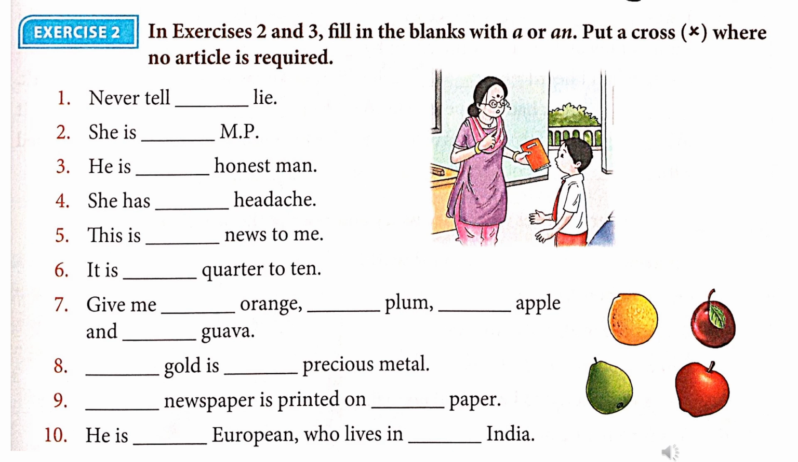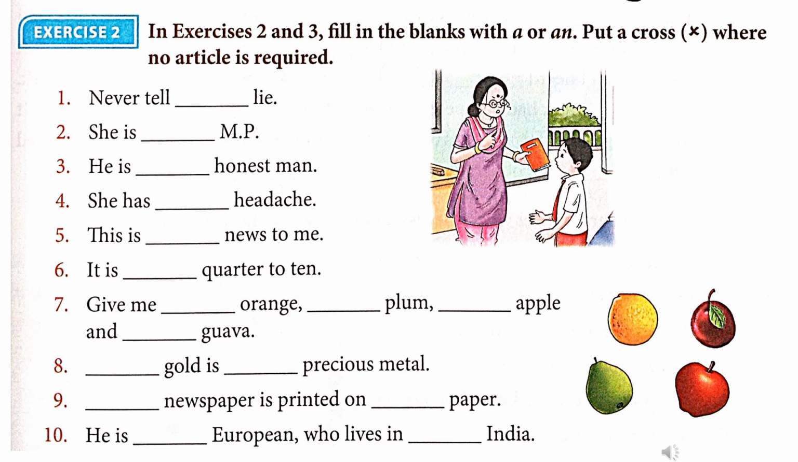Here is exercise 2. First one, never tell dash lie. Lie begins with the letter L. It is a consonant, so we have to use a. Never tell a lie. Second, she is dash MP. MP is an abbreviation beginning with a vowel sound. She is an MP. Third, he is dash honest man. The word honest starts with H, but H is silent there. So we have to use an. He is an honest man.